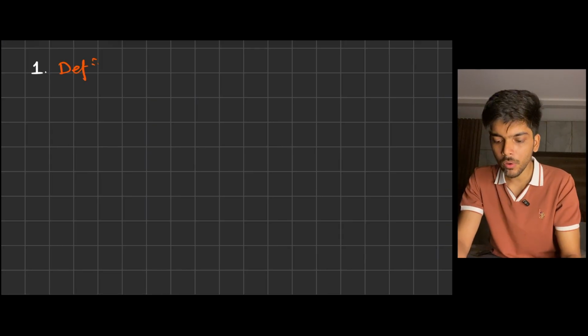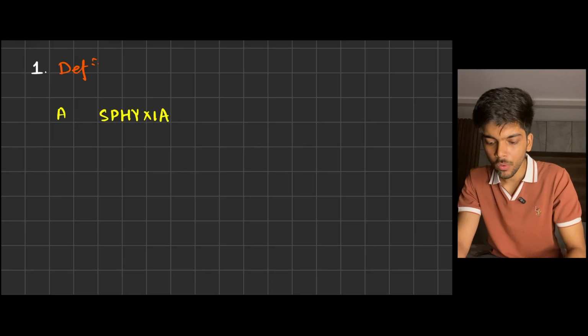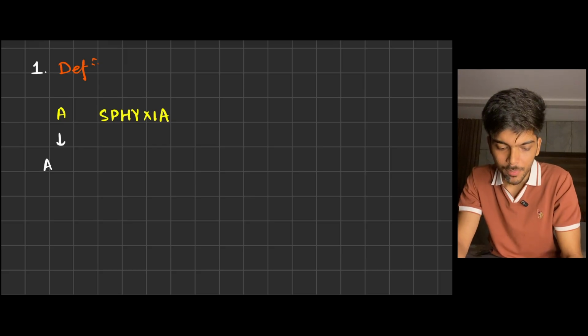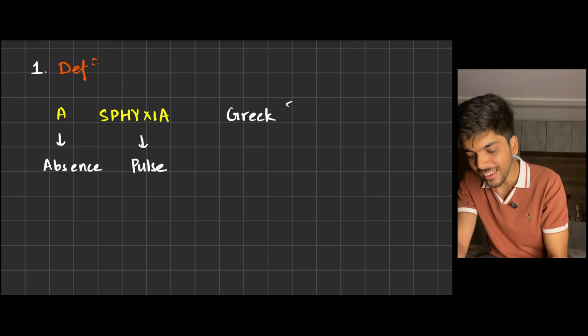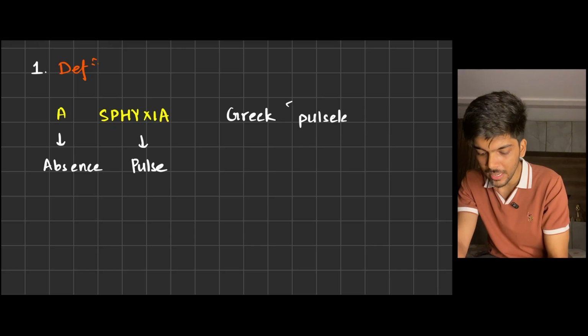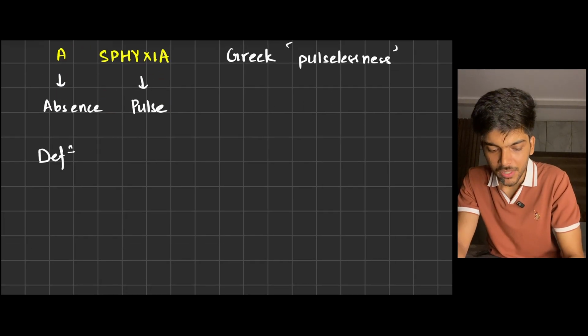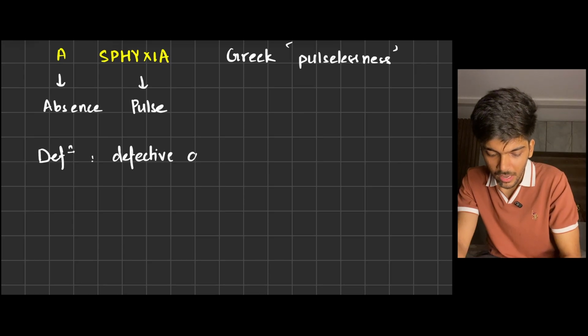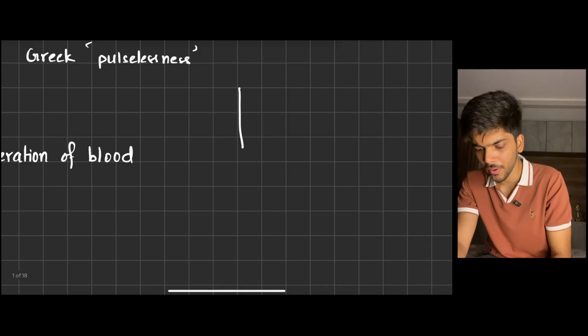Definition. So the word asphyxia can be broken down into two, A and sphyxia, where A stands for absence and sphyxia stands for pulse. And that is why the word in Greek literally translates to pulselessness. But then the actual definition of asphyxia is defective aeration of blood.